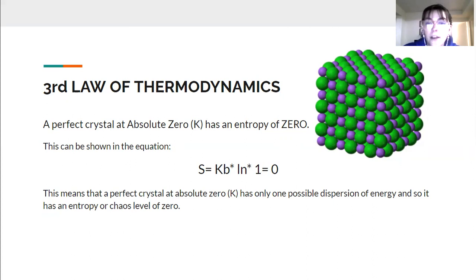And so with the tightly packed particles in the crystalline structure at absolute zero temperature, there is only one possible way that the energy of this crystal can be dispersed, that there is only one possible microstate. So remember that in this equation, this is our W value, which is the number of possible microstates. And in this instance, where we have a perfect crystal at absolute 0 Kelvin, we have only one possible microstate. And that gives us an entropy or chaos level of 0.